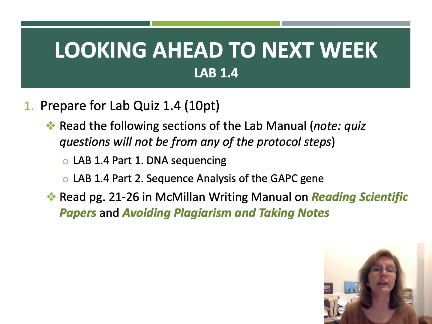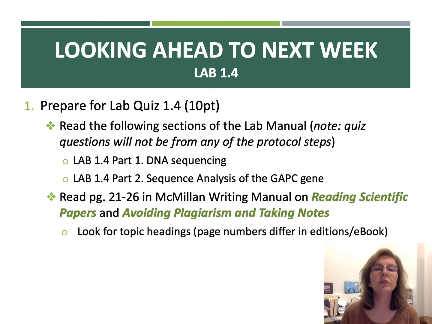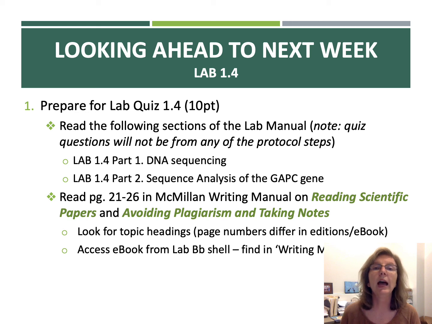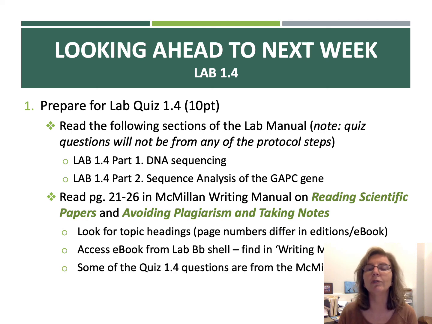You also need to read pages 21 to 26 in the Macmillan Writing Manual. So the quiz will be based also on this information in the writing manual, specifically in the sections called Reading Scientific Papers and Avoiding Plagiarism and Taking Notes. So make sure you look for those two topic headings, and sometimes those page numbers differ in different editions or in the ebook. Everyone has access to the ebook with inclusive access. So that's in our Lab Blackboard shell, in the writing manual tab. And again, just a reminder that some of the quiz 1.4 questions are from the Macmillan Writing Manual.